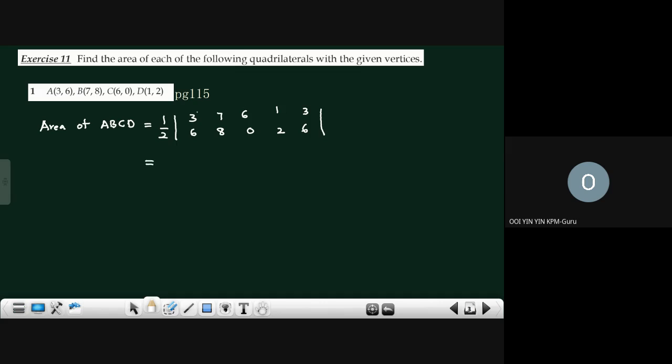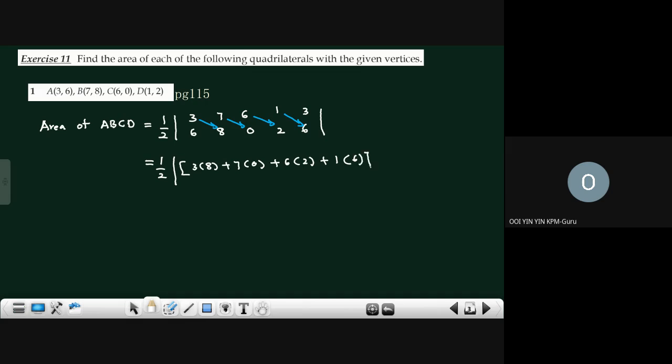Same. No matter how many points or vertices you have, this is the formula for polygons. So now, 1 over 2, your modulus is here. And like just now, I told you, we multiply this way, up to down, up to down. First, I make one bracket for your front here. So it's 3 multiplied with 8, and then plus 7 multiplied with 0, and then plus 6 multiplied with 2, lastly plus 1 multiplied with 6.